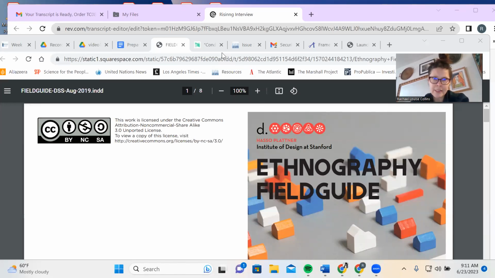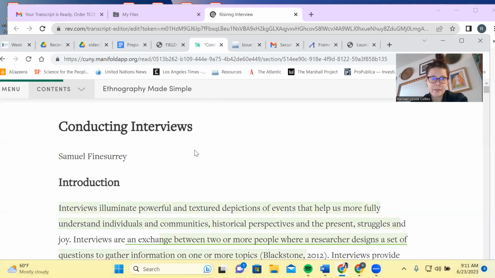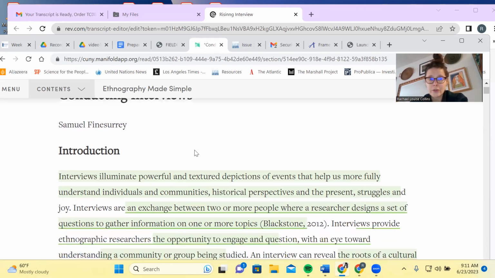You have a field guide, right? This is our textbook right here. It's the free textbook from Manifold, Ethnography Made Easy. Early in the quarter, I believe for this class it's week 3, I assigned this reading, Conducting Interviews by Samuel Feinsery. Basically, it's an overview of what conducting an interview in an ethnographic context actually entails.